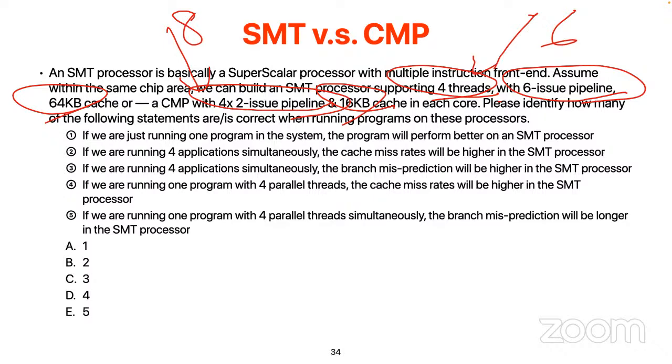Okay, so what's your thought again? I don't think, if you just have one, it would necessarily be helped by an SMT processor. But if you run it on an SMT processor, is it going to be better or worse versus the CMP?